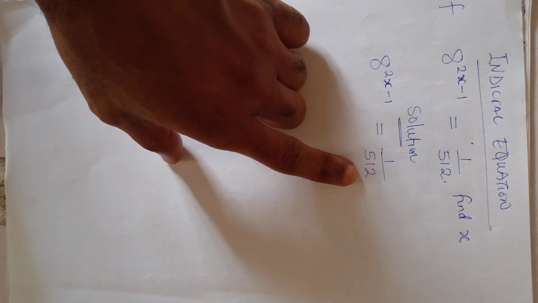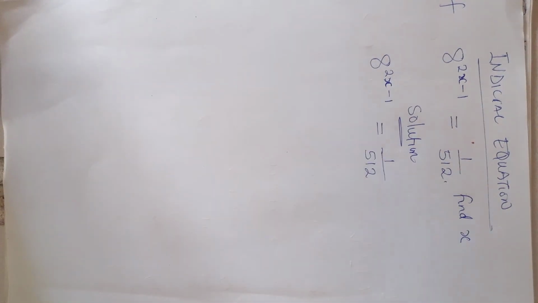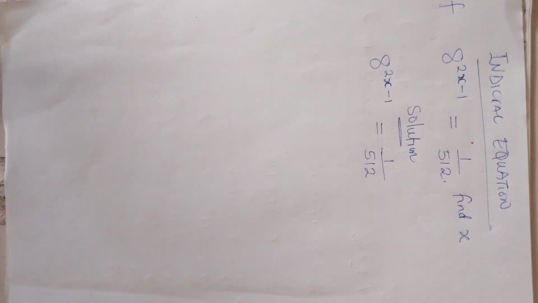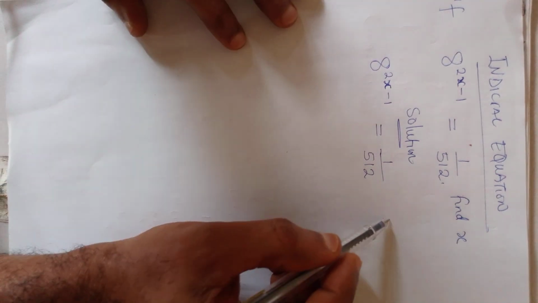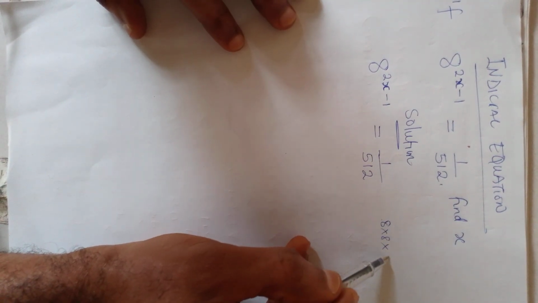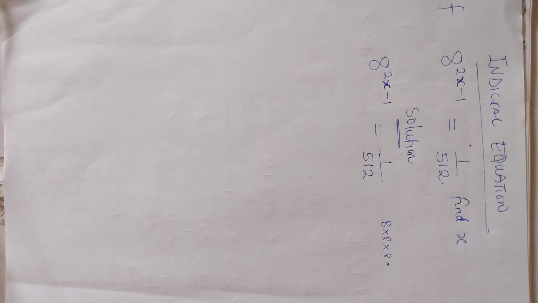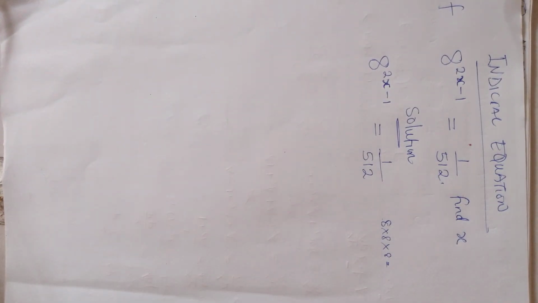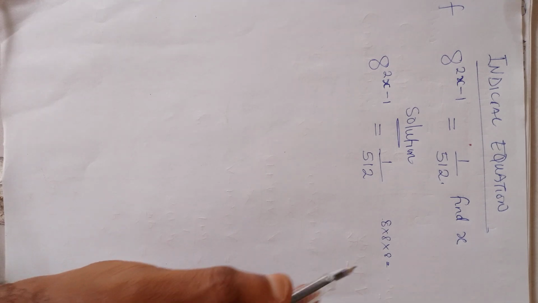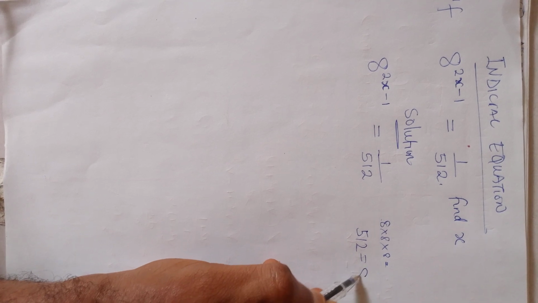So anything we are going to be doing to the right hand side of the equation, we have to ensure that the base also is 8. And so we have to think of 8 raised to what power will give us 512. So if we do that, we can say 8 times 8 times 8, that is 8 raised to power 3, will give us 512. So we can say that 512 equal to 8 raised to power 3.